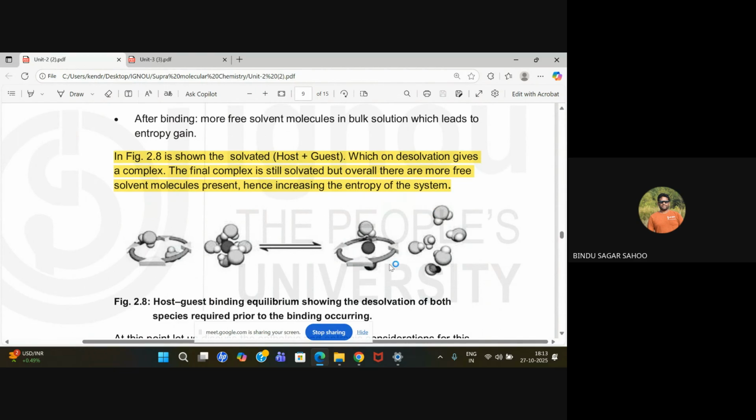So here we can say the host-guest interaction leads to the formation of a stable complex. And this is an equilibrium process. That means it goes in the forward direction, and sometimes, if the solvent molecules interact again, it goes in the backward direction also. But the forward direction supports the feasibility of the process.